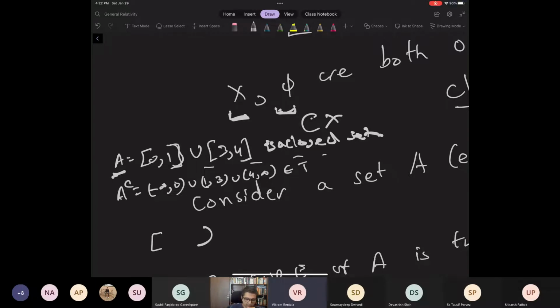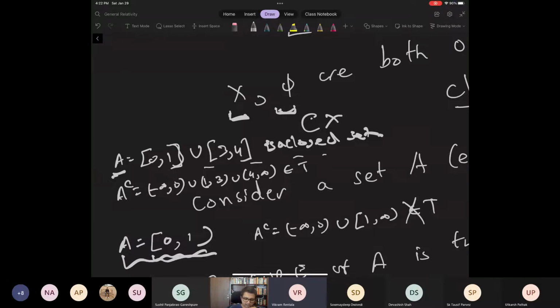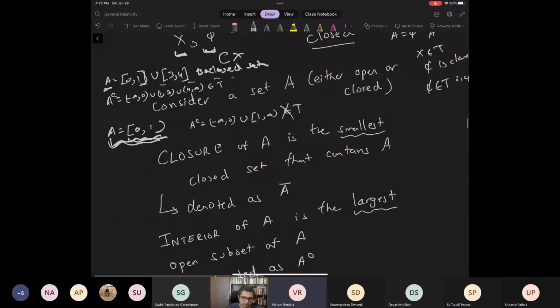What about a half closed, half open interval? Is this a closed set? So let's say [0, 1). No, sir. Why? Because its complement will contain a half closed set too. Right. A complement will be (minus infinity, 0), which is open, but it's a union with left closed, right open [1, infinity), which does not belong to T. Okay. So this kind of half closed, half open is neither a closed set nor an open set.